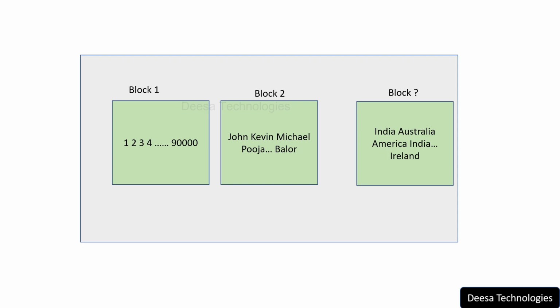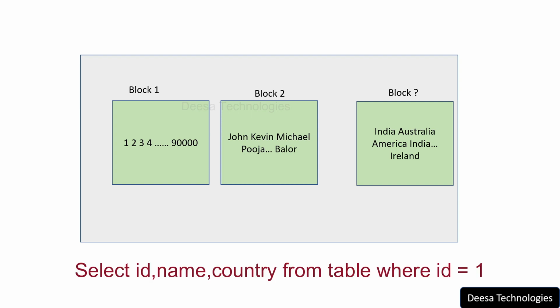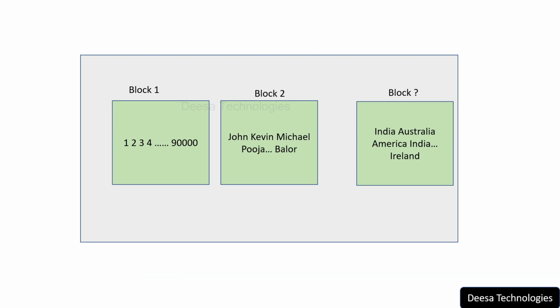Now, what are the disadvantages? The same advantage that we had for the row-based format comes as a disadvantage here. If I want to get the data of a particular record, let's say ID 1, I want to get the ID, its name, and its country, then my ID is stored in block 1, my name is stored in block 2, and the country data is stored in block 3. So it has to scan all the blocks to get that particular data. So if you're doing transactional queries, this is not the right approach. It is more for analytical or aggregated queries.